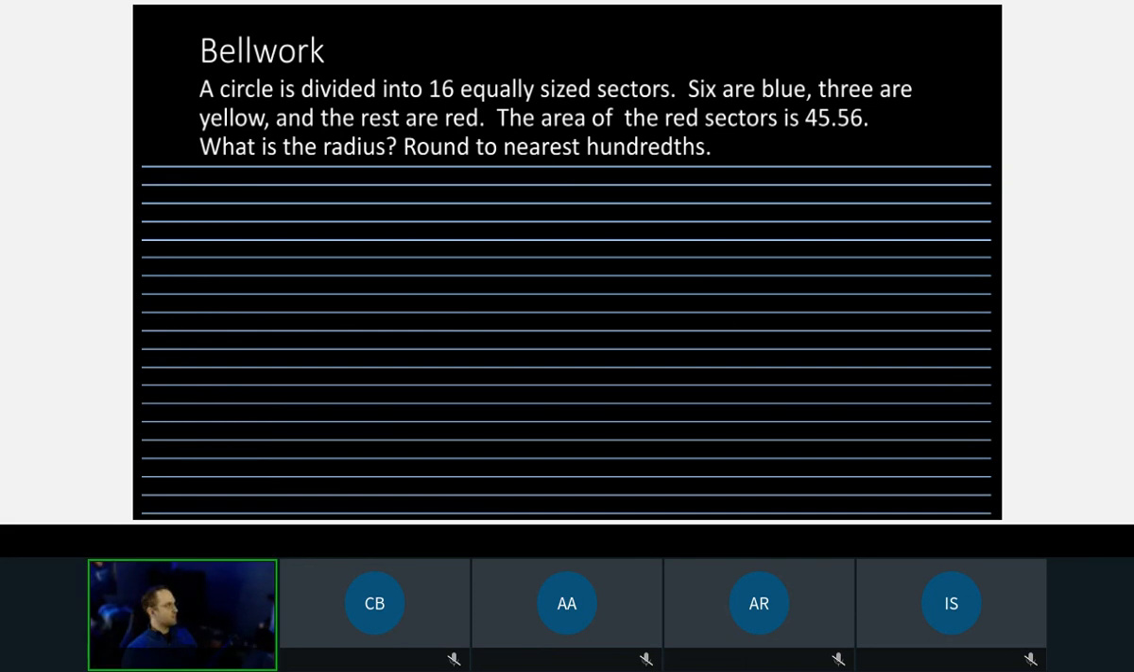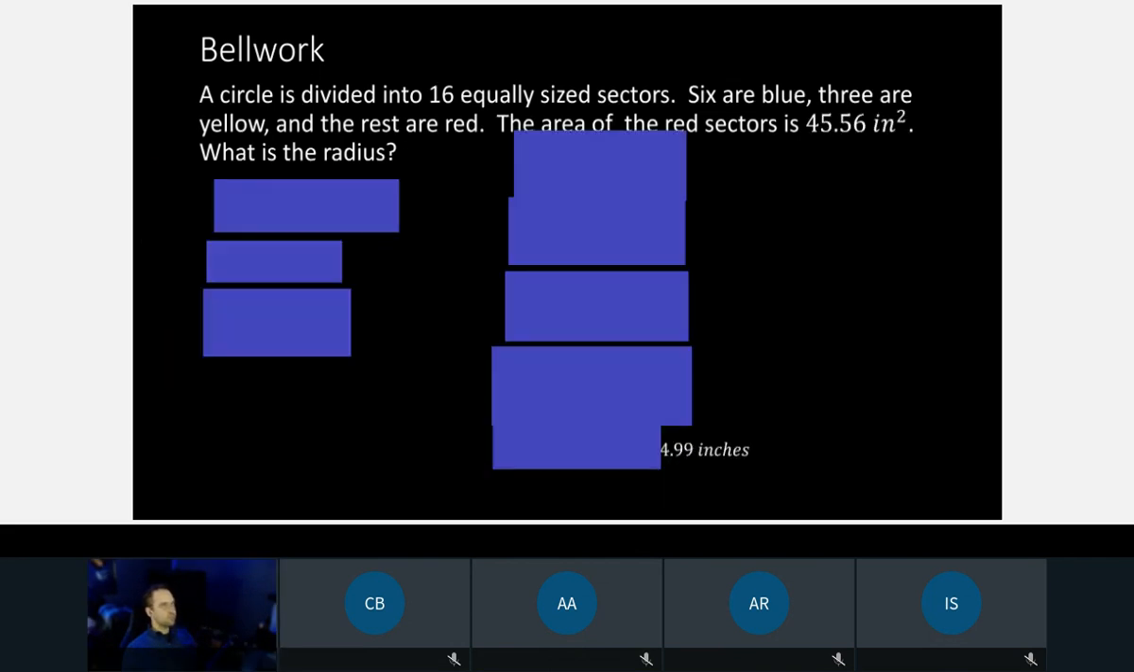All right. So Bellwork says a circle is divided into 16 equally sized sectors. Six are blue, three are yellow, and the rest are red. The area of the red sector is 45.56. Oops, I forgot my units. Inches squared, probably. What is the radius? Round to the nearest hundredths. Oh, actually, I have it on this page, so I don't know how it got cut off. All right, so the final answer is 4.99 inches.